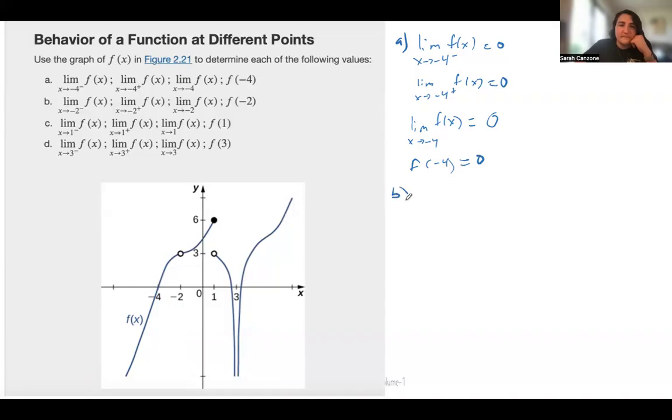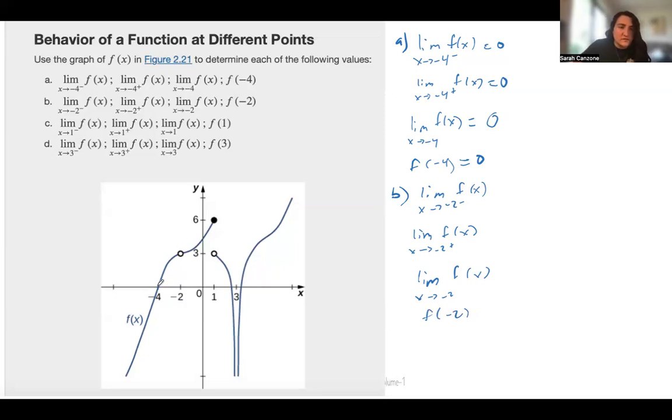Now B is looking at -2. So we're saying the limit as x approaches -2 from the left of f of x, the limit as x approaches -2 from the right of f of x. We want to see if that limit exists, and then we want to see if the point at -2 exists as well. So we'll go to -2 now.